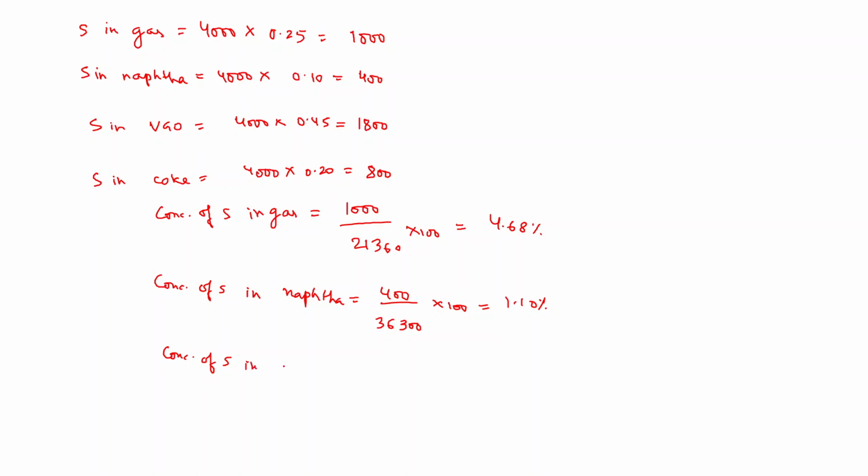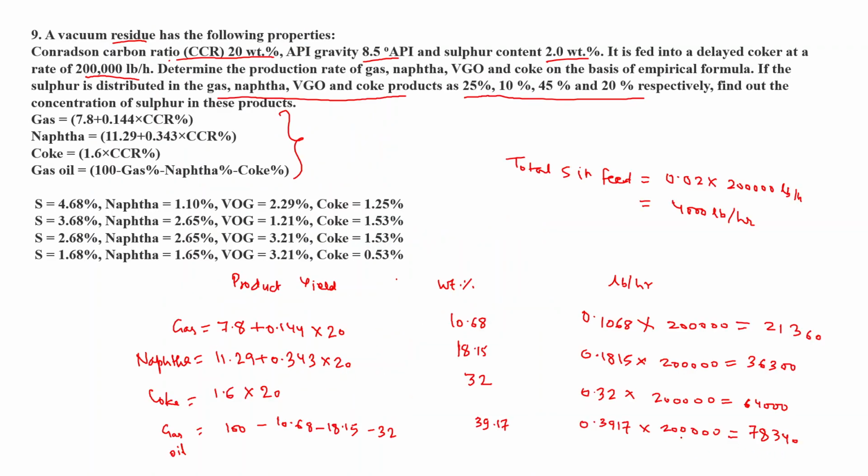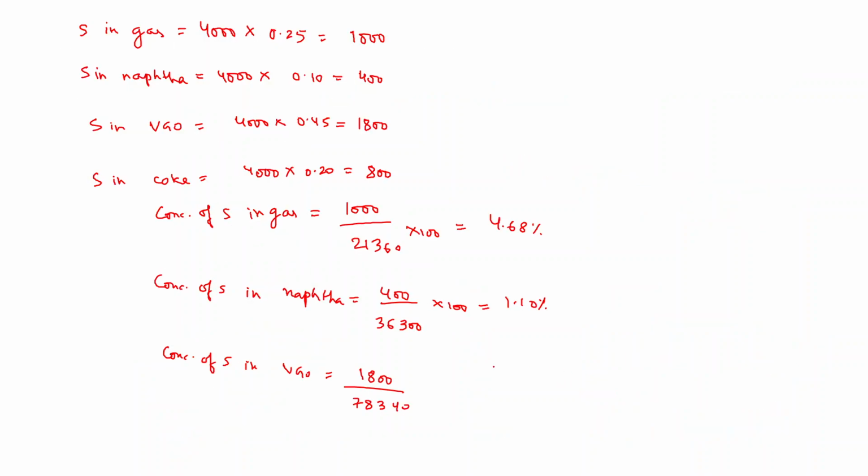So the concentration of sulfur in vacuum gas oil: the amount of sulfur in vacuum gas oil is 1800 and the total amount of vacuum gas oil is 78340, as we have calculated here, into 100. It will be giving us 2.29%.